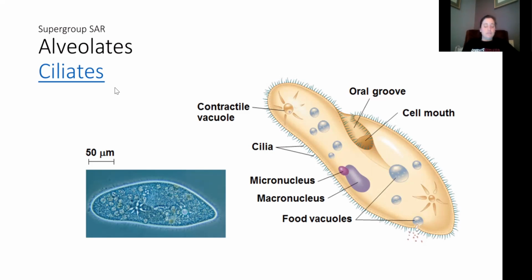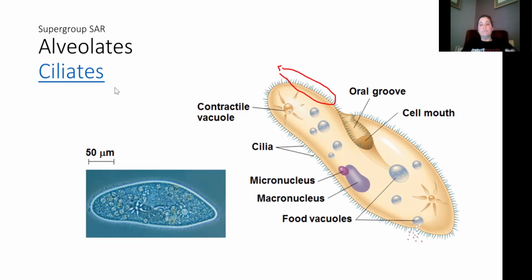So ciliates, again, this video won't work, but ciliates have lots and lots of short little extensions. These are actually extensions of the cytoplasm all around the cell. They're like little flagella. They have microtubules in a 9+2 arrangement, just like the flagella do. And again, lots of them all over the body.